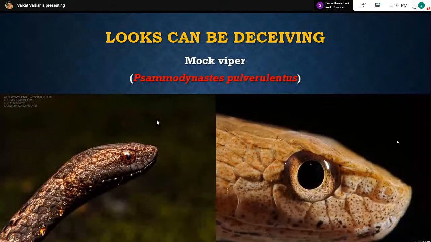Looks can be deceiving. Now this particular specimen, you can see there are vertical pupils. Vertical pupils you can find in pythons, in cat snakes, and in vipers. The appearance of their face, the anterior part of their body, looks like a viper, but they are not actually vipers. They are mock vipers, colubrids. They are mildly venomous. That means they are back-fanged, but not deadly. But they will give you a painful bite if allowed.